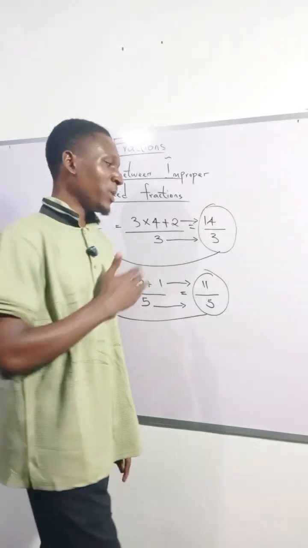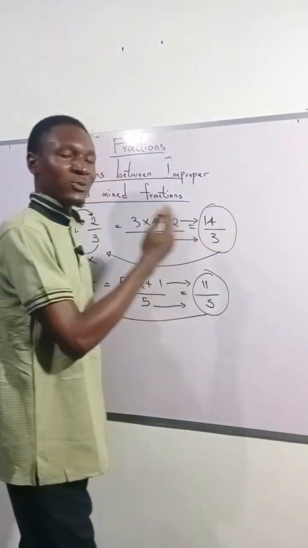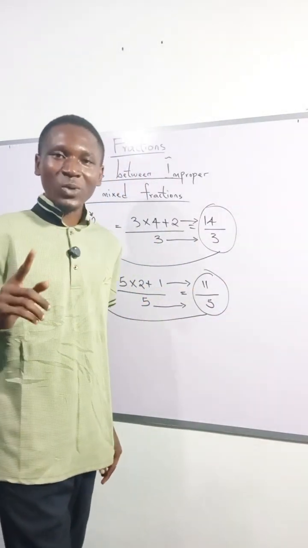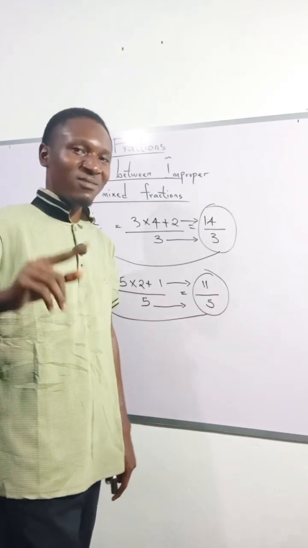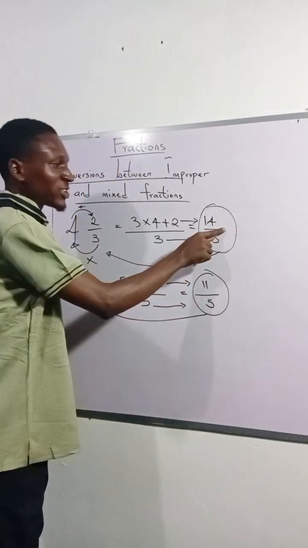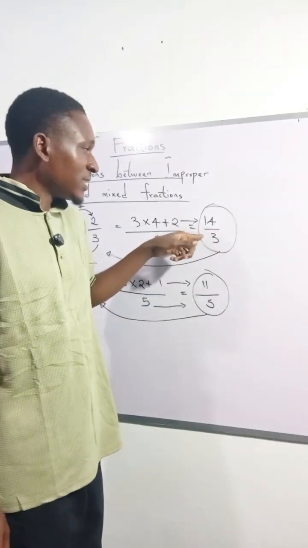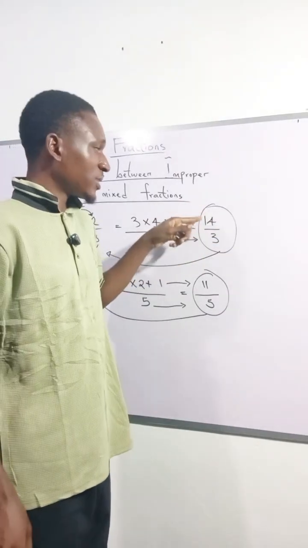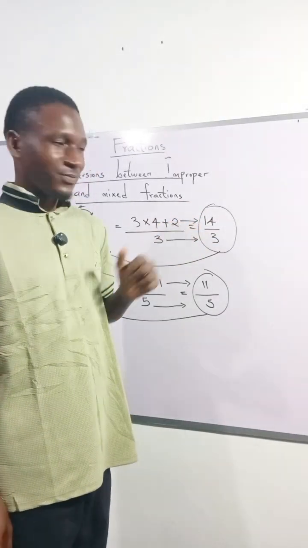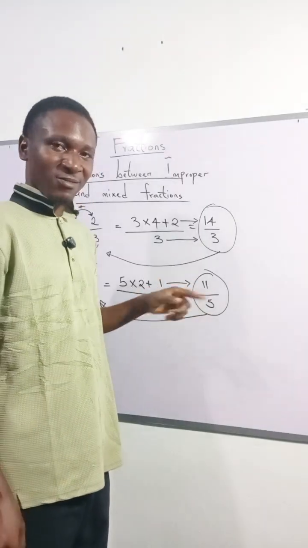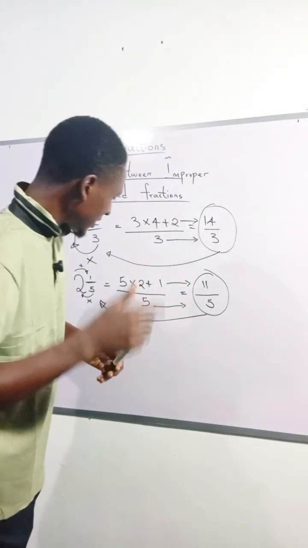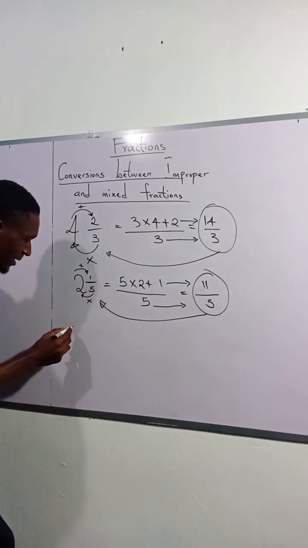Now, how do you convert from improper fractions back to mixed fractions? That is where I told you that you will have to be using divided by as your slash sign, because the way you are going to convert it, you have to do division. 14 divided by 3, 11 divided by 5. So before that, let me give you an example.